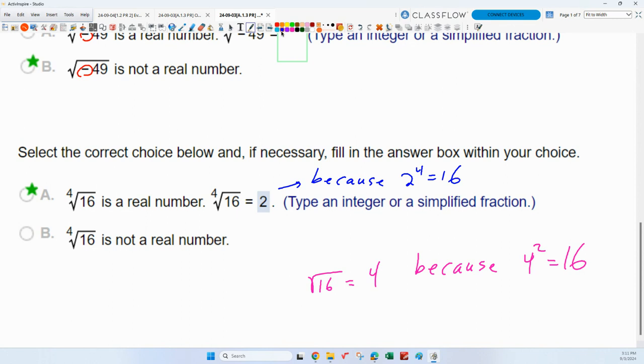So can anybody tell me what the 6th root of 64 is? It would have to be whatever number I could take to the 6th power and get 64. It's 2, yeah. It's 2, okay? All right. We'll talk a lot more about these things later.